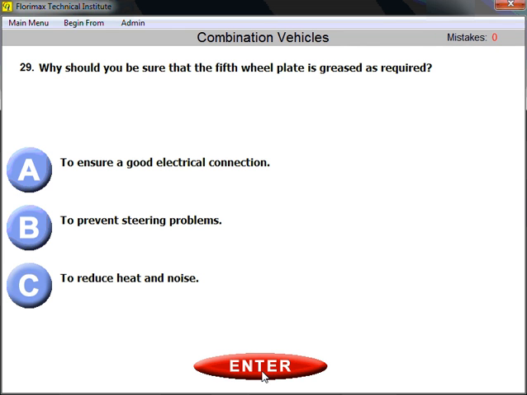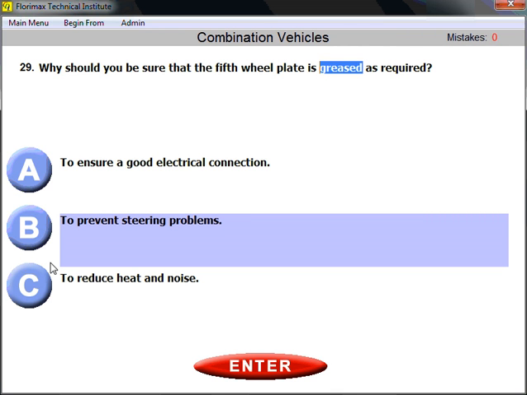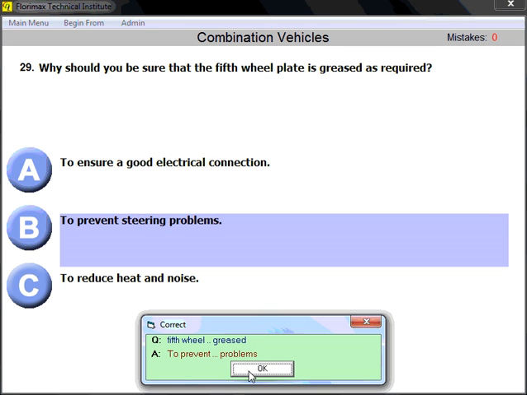Question number 29. Why should you be sure that the fifth wheel plate is greased? Simple thing: to prevent steering problems. That's why it should be greased, to prevent any potential steering problems.